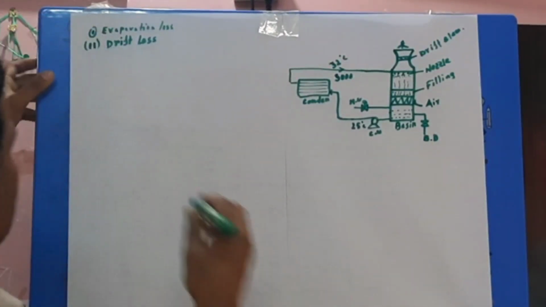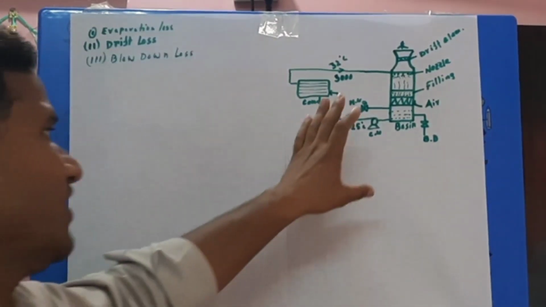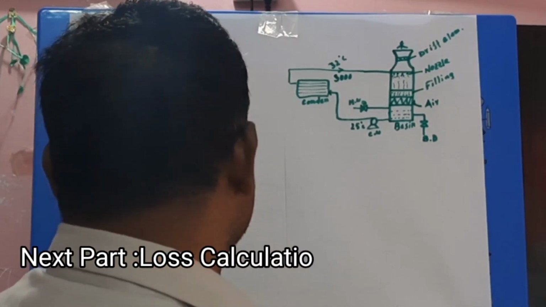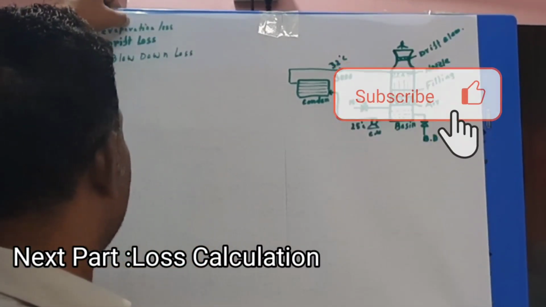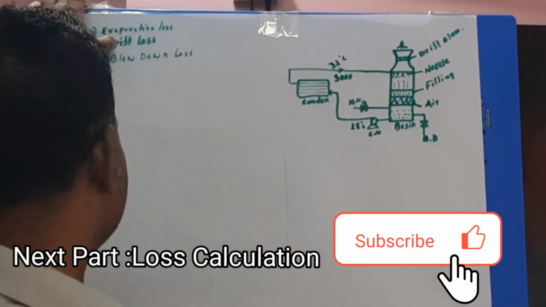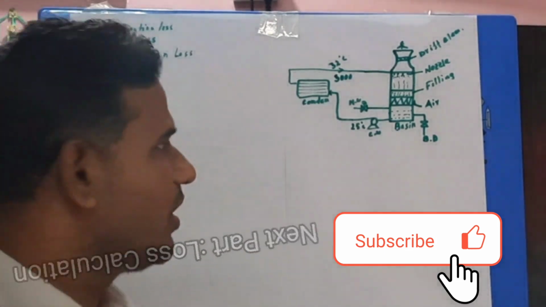Third number is blow down losses. In the cooling tower, three types of losses are available. First number is evaporation loss, second is drift loss, and the third number is blow down loss.